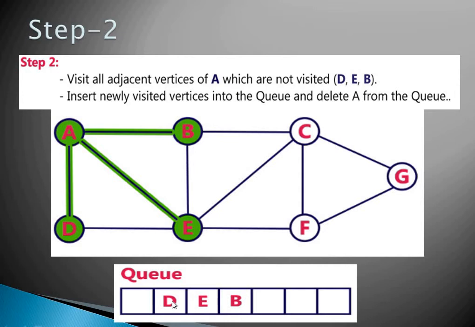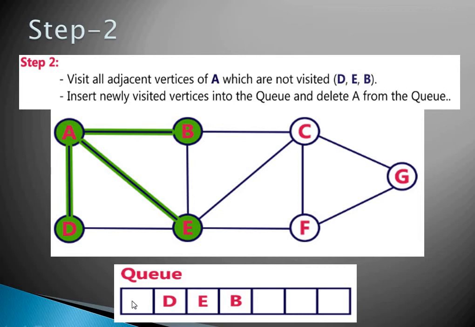One more thing: once you visit all the vertices, you have to leave this vertex because there is no other non-visited vertex. So that vertex will be removed from the Q, right? Insert the newly visited vertices into the Q and delete A from the Q. So all the non-visited vertices are added to the Q, and after that, this is the source vertex, and it will be removed from this Q.